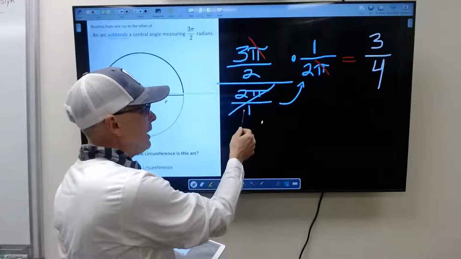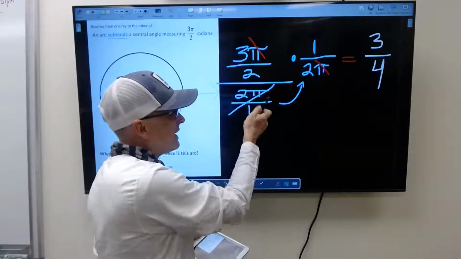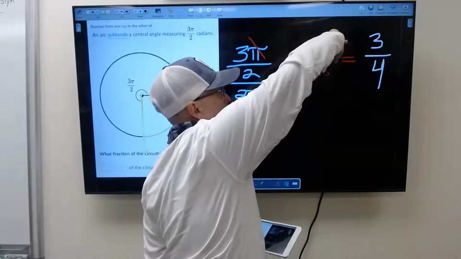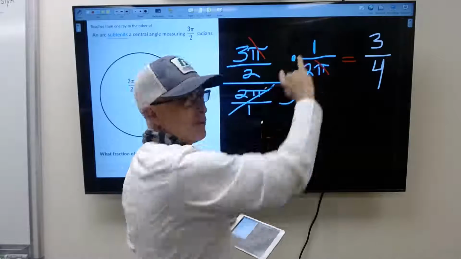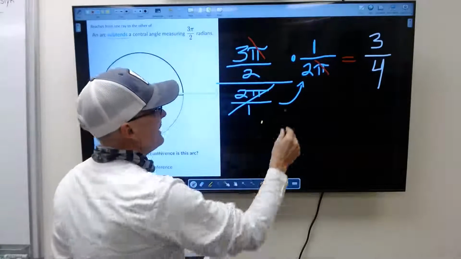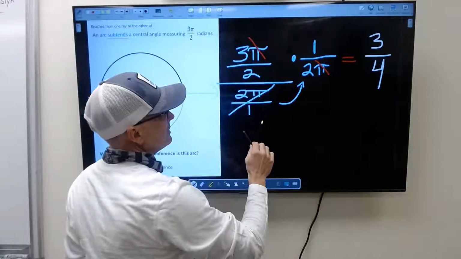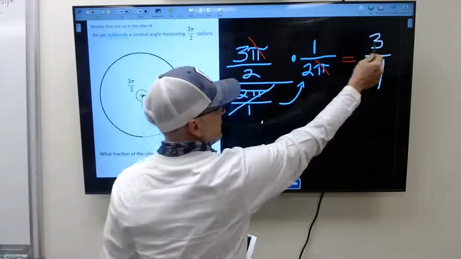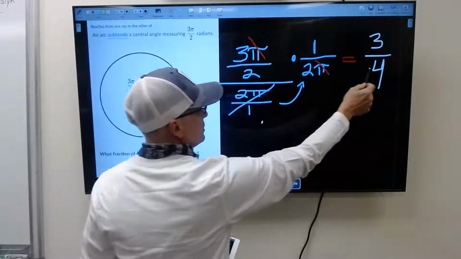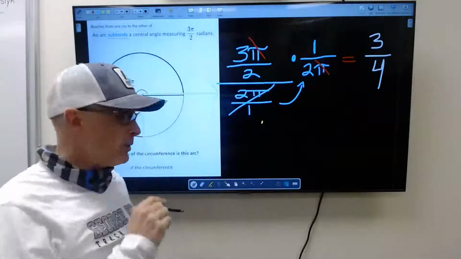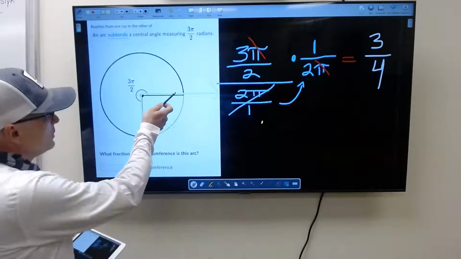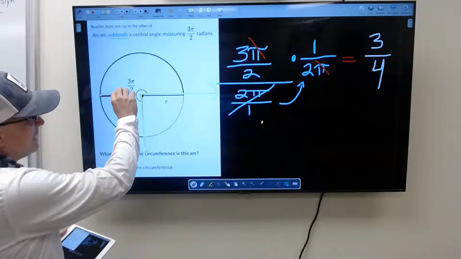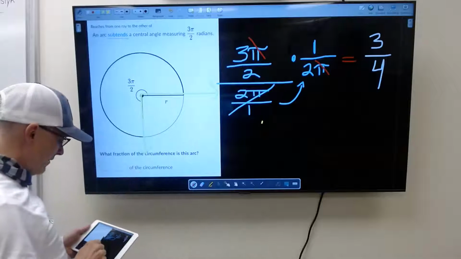Don't forget it's 2 pi over 1, and when we divide fractions, we flip it over and we multiply. The pi's cancel out, and I've got 3 times 1, which gives us 3, 2 times 2, which gives us 4. Now some people still find that a little fuzzy. Well, let's look at the fraction of it. We know that that's 90 degrees, that's 180, and that would be 270.